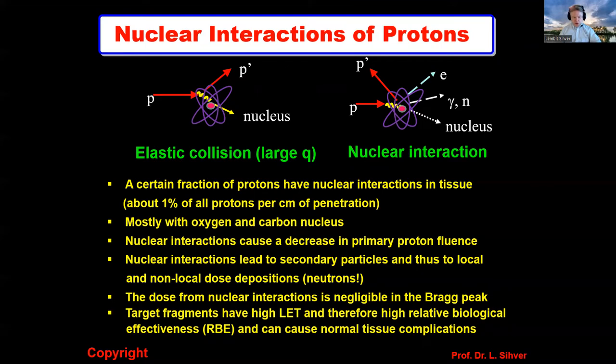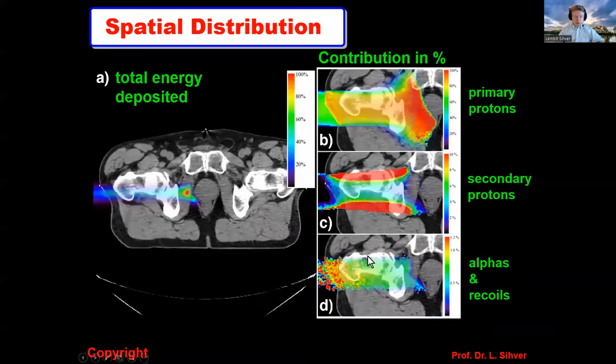So the dose from nuclear interaction is negligible in the Bragg peak. It's totally dominated by the primary particles. But the target fragments have high LET and therefore high relative biological effectiveness and can cause normal tissue complications along the plateau region in the healthy tissue. They have high LET and short range, but they are important along the path before the Bragg peak.